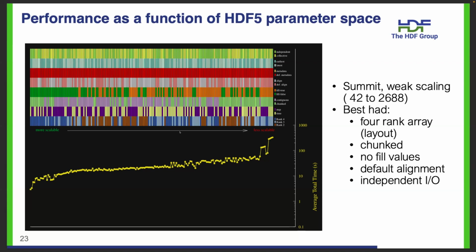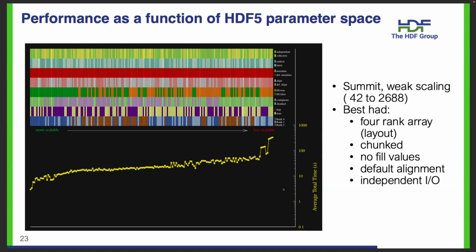Here I've ordered it, and the graph below is, for each of those combinations, the average time it took. This is on Summit, with weak scaling. The fastest time here used this combination: the largest 4-rank array, chunked data set, no fill values, the default alignment, and independent I/O. So for this scenario, this performed the best.